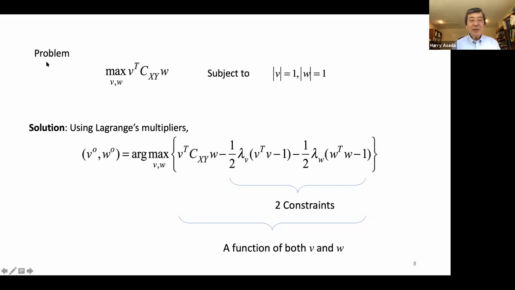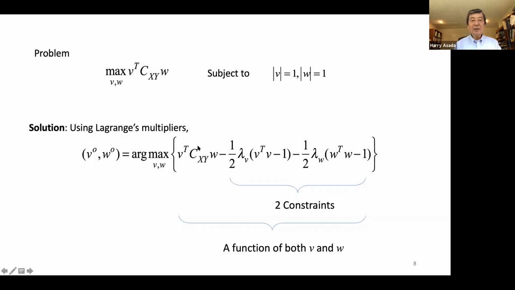But here, it is actually multiple multipliers, because we have two constraint conditions to satisfy. For this one, V transpose V minus 1 must be 0. For this constraint, we put the Lagrange multiplier lambda v. And for w, we have yet another Lagrange multiplier lambda w.